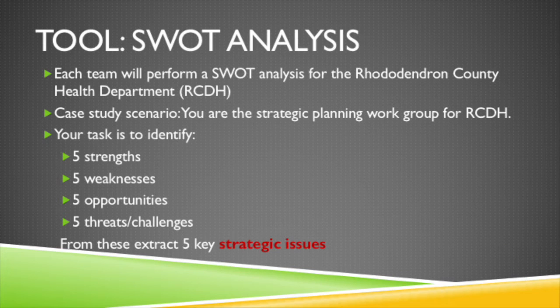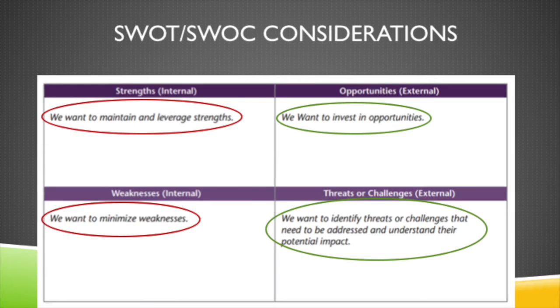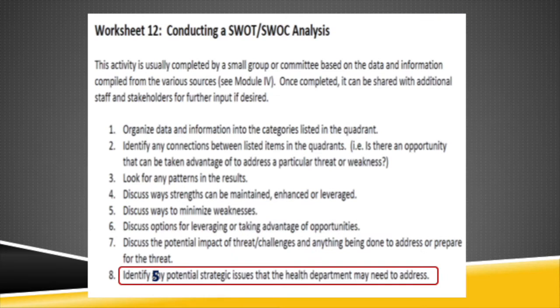You will conduct a SWOT analysis, where you identify 5 strengths, 5 weaknesses, 5 opportunities, 5 threats or challenges. And with your group, you would then extract 5 strategic issues from the strengths, weaknesses, opportunities, threats, and challenges that you identified. Now that you have the end in mind, let's go over the steps in conducting a SWOT analysis. First, organize the data and information into these categories, into these quadrants. The strengths, weaknesses, opportunities, and threats.